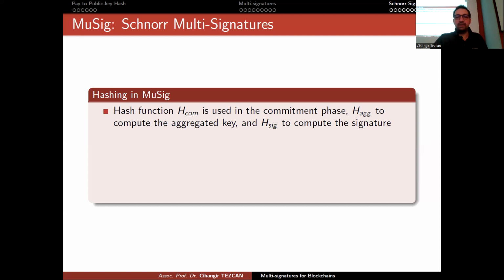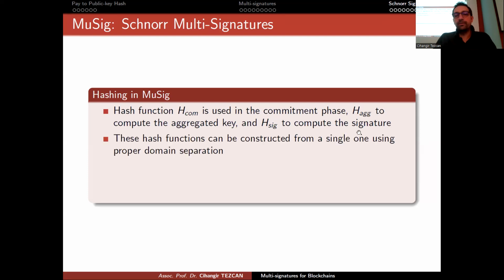So here what they do is as follows. Hash function HCOM is used in the commitment phase. HAGG is used to compute the aggregated key. And HSIG is used to compute the signature. These hash functions can be constructed from a single one using proper domain separation. So it means that you can simply use a single hash function like SHA-256. But if you separate their domains, then it would work. If you don't do it, the security will be lost.